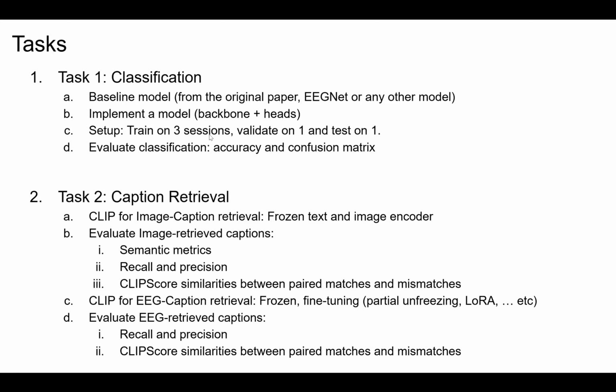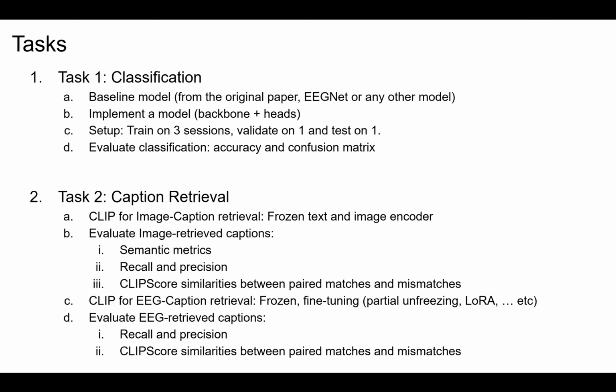You will be training on 3 sessions. Each subject has 5 sessions. We give you a subset of the data, of subjects that have complete sessions, all 5. So you will use sessions 1, 2, 3 for training, validation on session 4, and testing on session 5. Then you will evaluate the classification accuracy and use the confusion matrix to see if certain classes perform better or not.